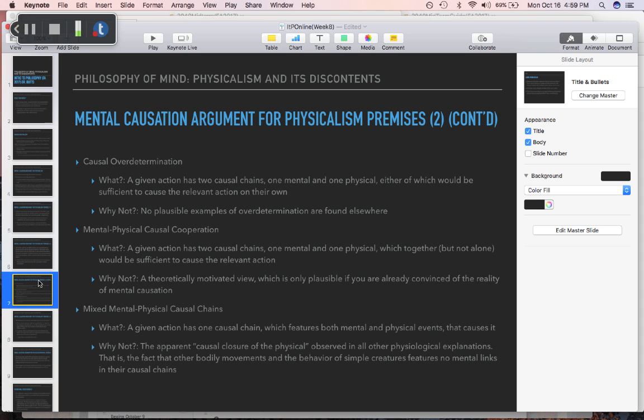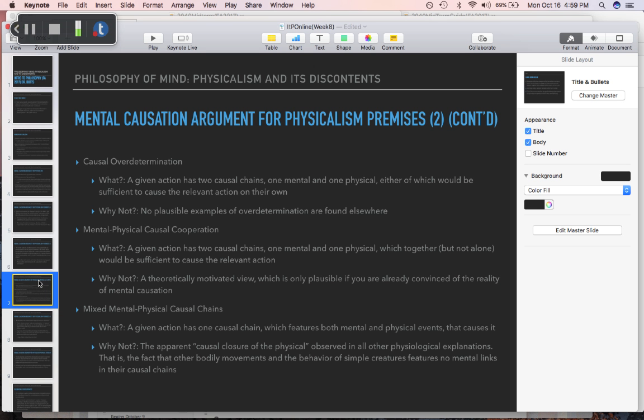Why shouldn't we accept that there's causal overdetermination? Well, the idea is that there's no plausible example of overdetermination found outside of the realm of the mental and physical explanations for actions, right? There's no causal overdetermination out in the purely physical world. Now, there's a lot of debate about whether or not there are any genuine instances of causal overdetermination. There's a paper by someone I can't remember.